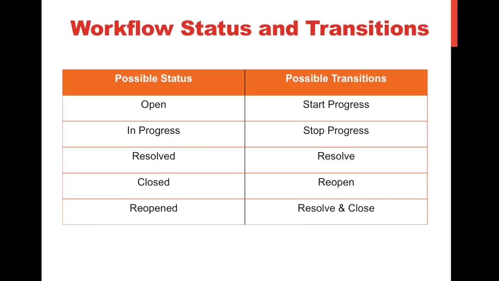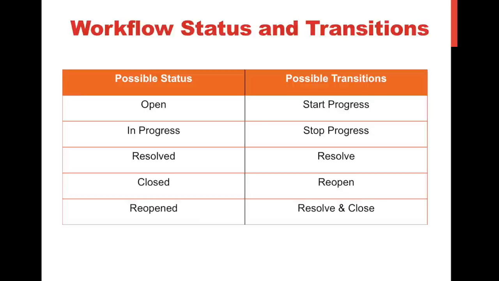Workflow status and transition. Once you first create an issue, it's in an open state. Some of the other possible statuses are: it can go into in progress, it could be resolved, it could be closed, or it could be reopened. On the left-hand side, these are the possible statuses that the issue can go through. Depending on which status it wants to go through, it will go through the possible transitions.